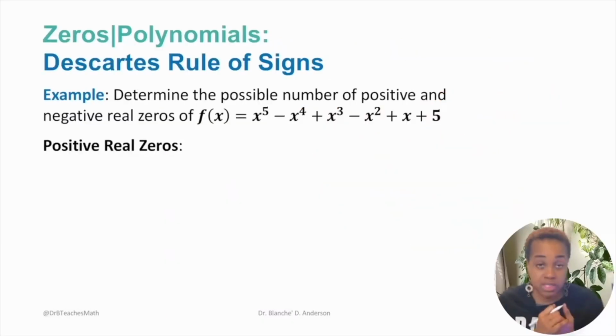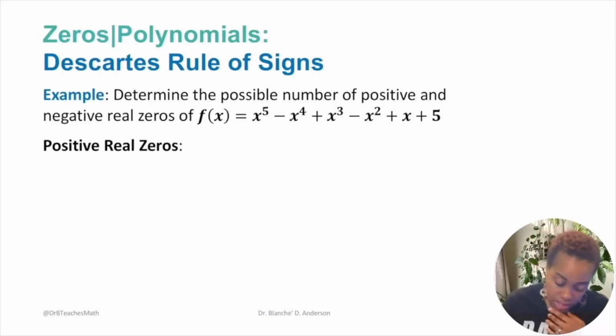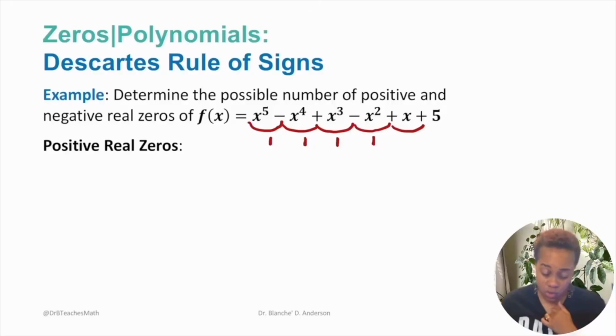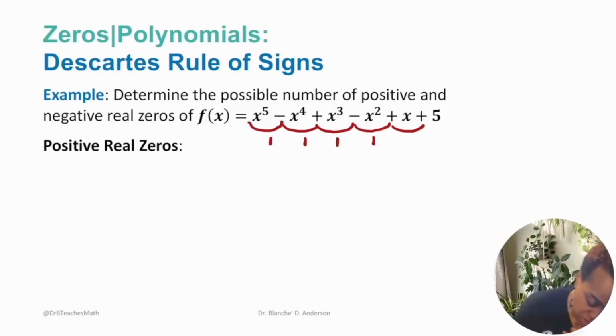Okay, look at this one. Let's count the sign changes. We go from positive to negative, that's 1. Negative to positive, that's 1. Positive to negative, that's 1. Negative to positive, that's 1. And positive to positive. So we have 1, 2, 3, 4. We have 4 sign changes.